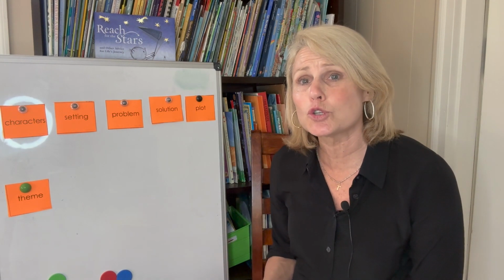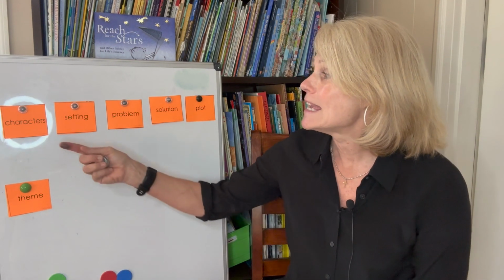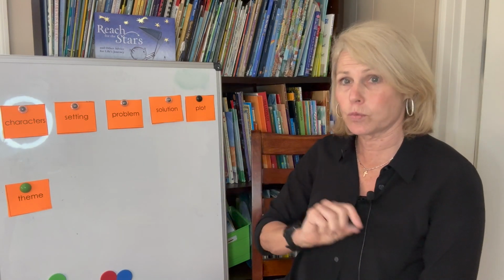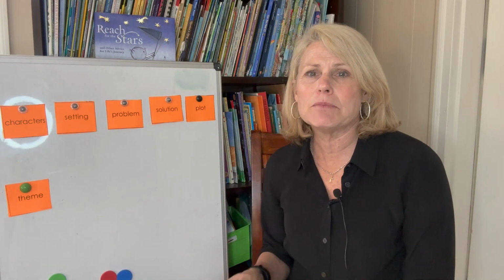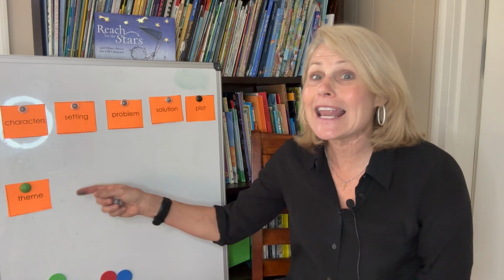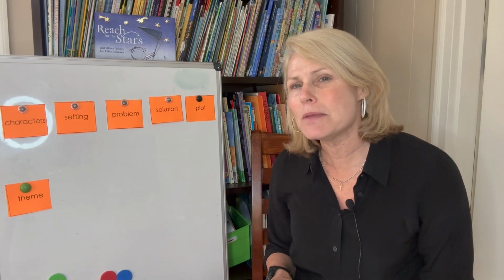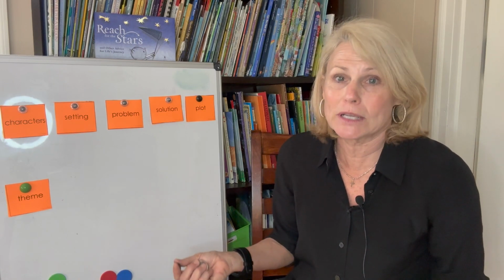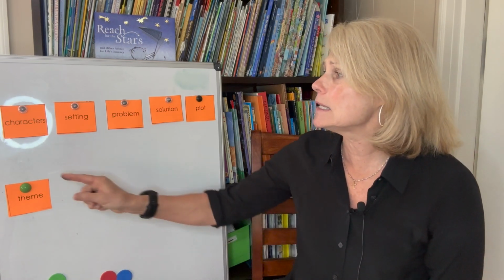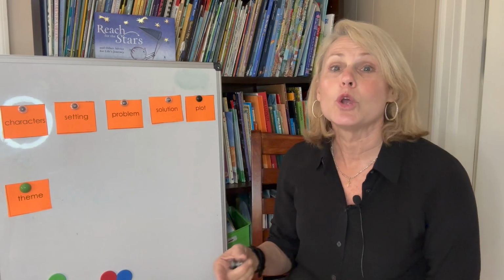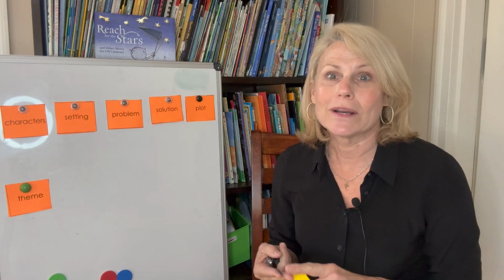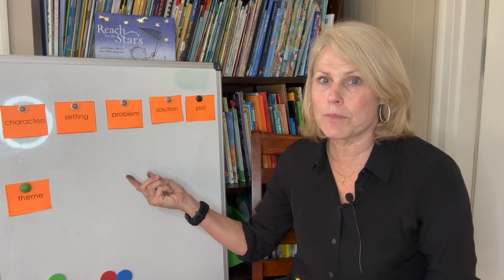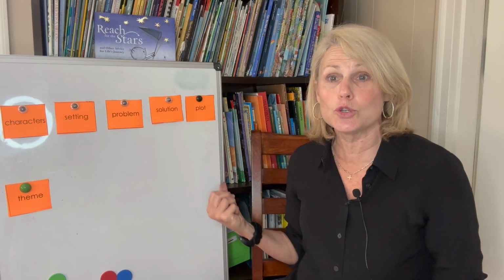Now, your child should be familiar with these words: character, setting, problem, solution, plot, what's going on, theme. Is there a lesson to be learned? They may be more familiar with the lesson that you learn instead of the word theme, but you can expose them to that. So basically, in second grade, you really want to focus on who are the characters? What is the setting? Where did that story take place? What's the problem? Were they able to find a solution?